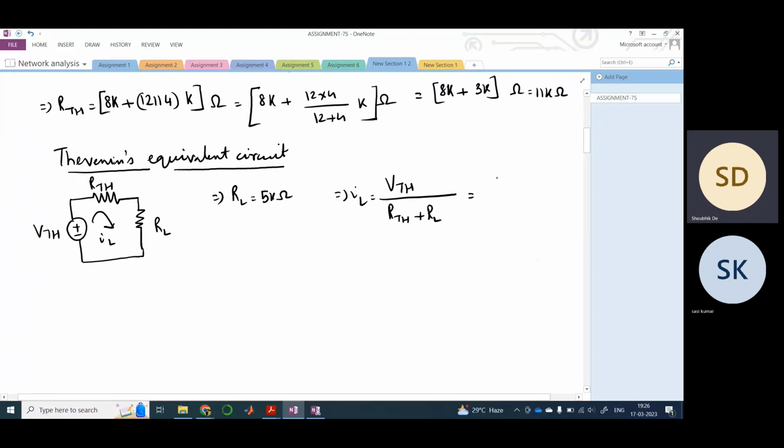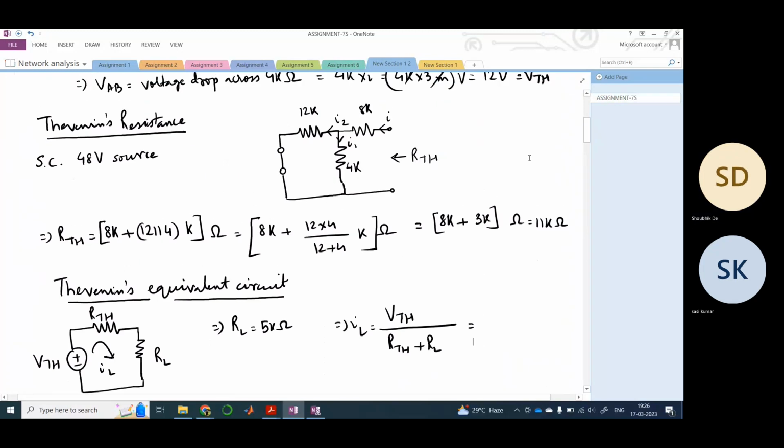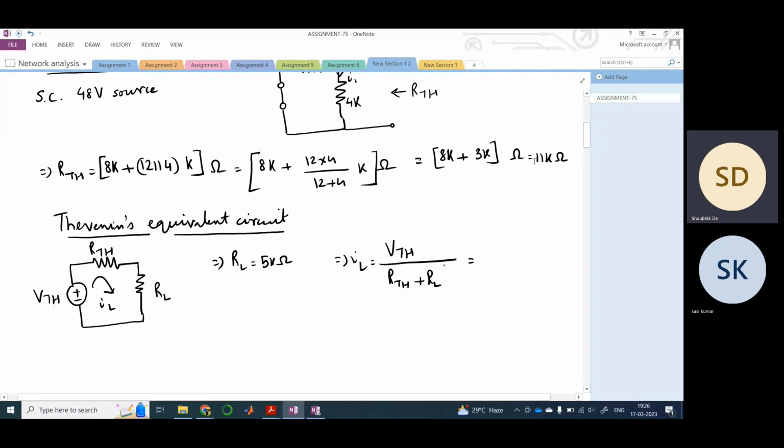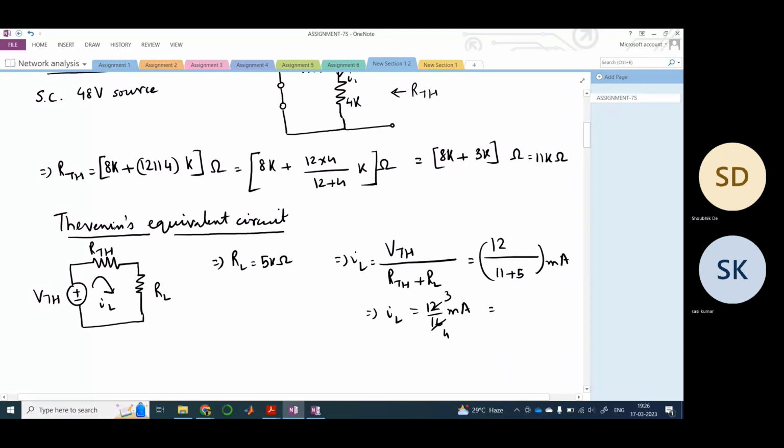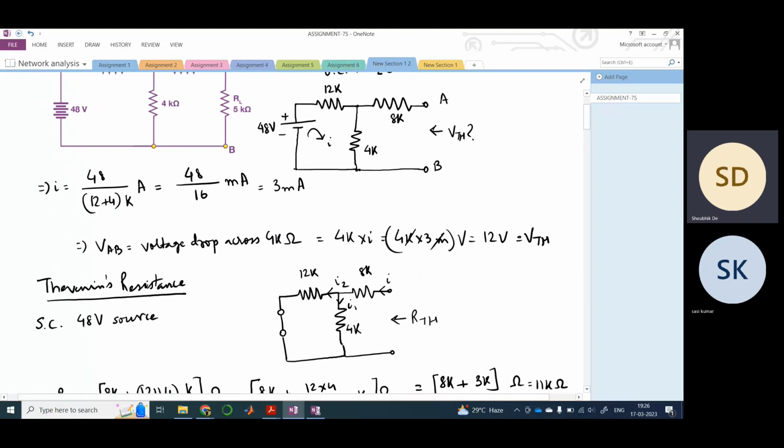VTH is what? Just calculated, it's 12. And RTH is how much? It's 11, and this is 5. So this is 12 by 16 milliampere, which is 0.75, and your load current IL is 0.75 milliampere. So this is how you approach a problem using Thevenin's theorem.